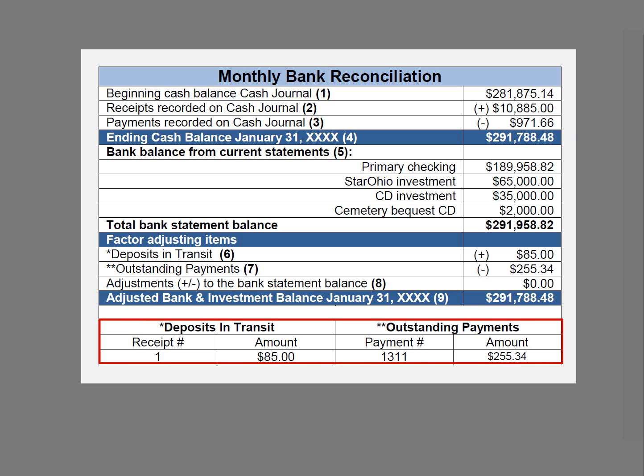As you can see at the bottom of our list, you must always document for audit any deposits in transit, outstanding payments, or errors that the bank will correct.